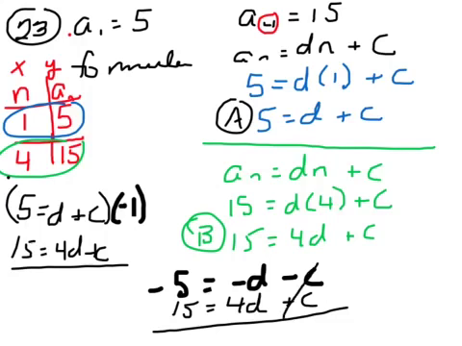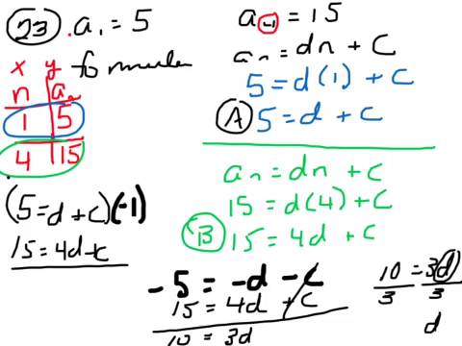And so now if I add the rest of the parts together, 15 minus 5 is 10. 4d minus d is 3d. So I have 10 equals 3d. If I want to find out what d is, all I have to do now is divide by 3. The d part is 10 over 3. So now I know what my d part is. It's 10 over 3. The d is kind of like the slope. That's my common difference, isn't it?